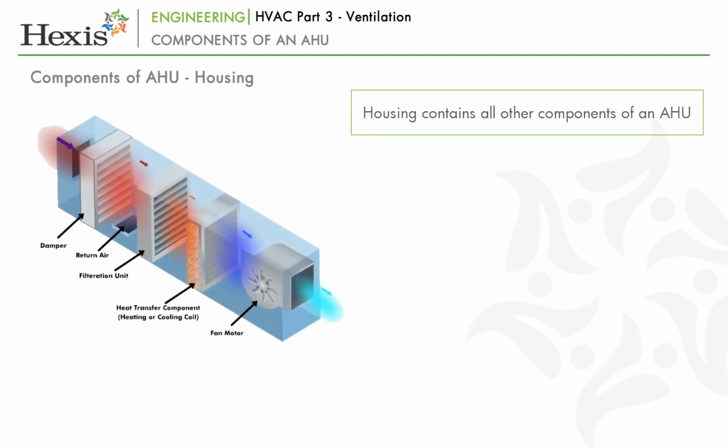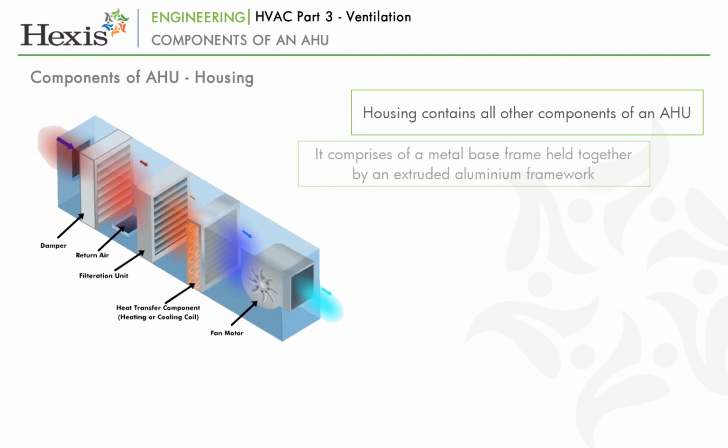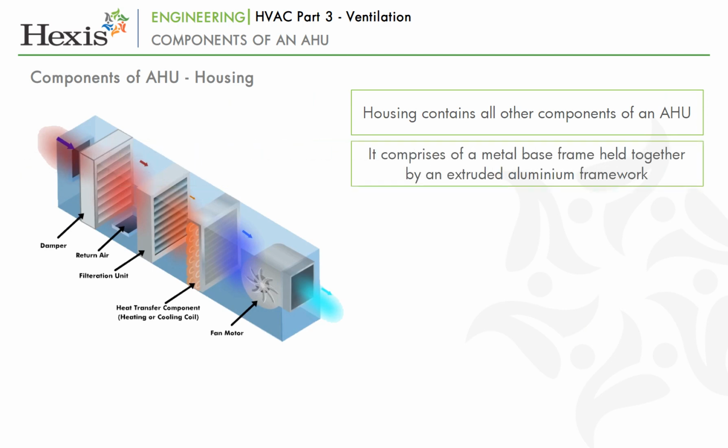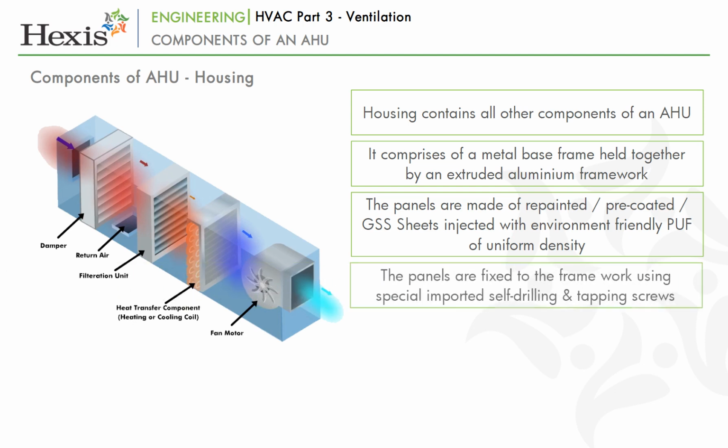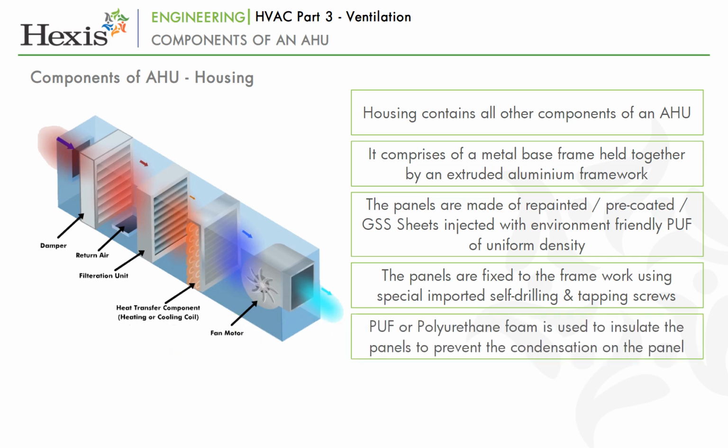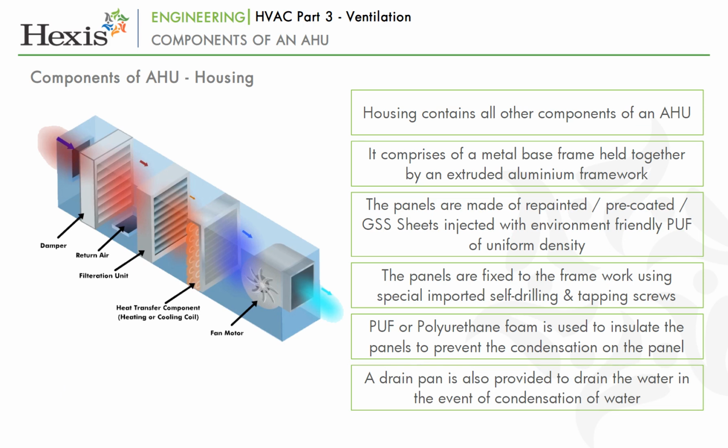The housing contains all the other components of an AHU, comprising of a metal base frame held together by an extruded aluminium framework. The panels are made of repainted or pre-coated or GSS sheets injected with environment-friendly PUF of uniform density. The panels are fixed to the framework using special imported self-drilling and tapping screws. PUF or polyurethane foam is used to insulate the panels to prevent the condensation on the panel. A drain pan is also provided to drain the water in the event of condensation of water.